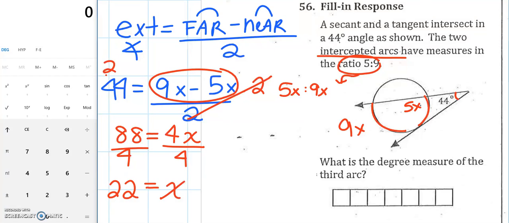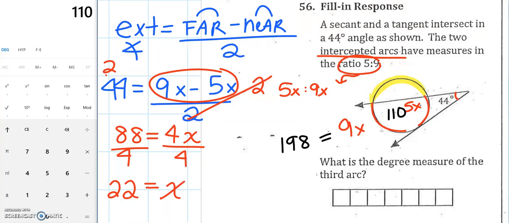Now that's x. The question asks you, what's the degree measure of the third arc? So what it's looking for is the measure of this last arc that we weren't even talking about yet. What I'm going to do is figure out the measure of each of the arcs that I do know, the 9x and the 5x. So if I plug in 22 for x, I'm doing 9 times 22. I'm going to get 198 for the measure of the larger far arc. And then 5 times 22 is 110.